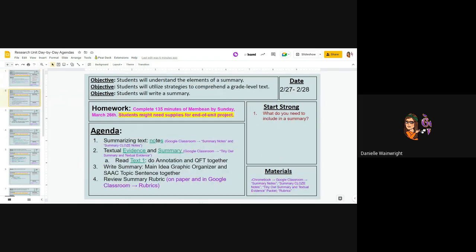Okay. Then starting on Monday, so next week when this video really is for, students will start with reading informational text and summarizing it. So they're going to have 2 days to read this text. We're going to annotate it together. We're going to do something called a QFT, which is question formulation technique. So strategic questioning and how valuable that can be in helping them deepen their comprehension. And then, like I said, they'll write a main idea. They'll write a summary with main idea graphic organizer and the SAC topic sentence.